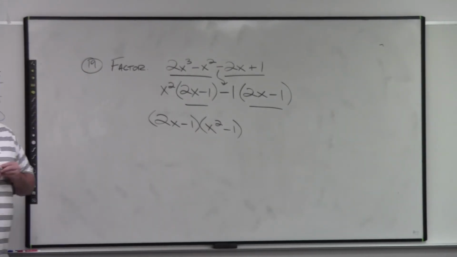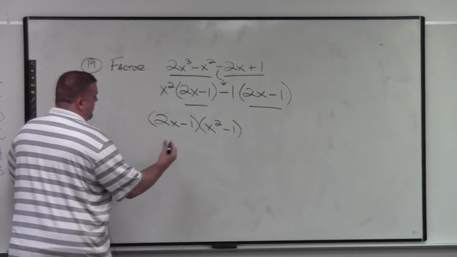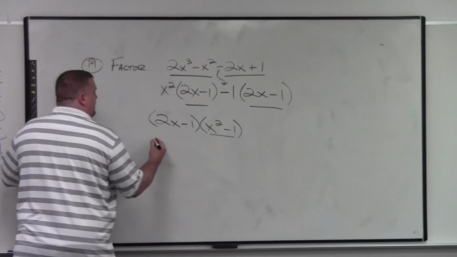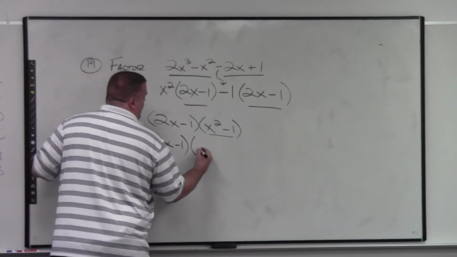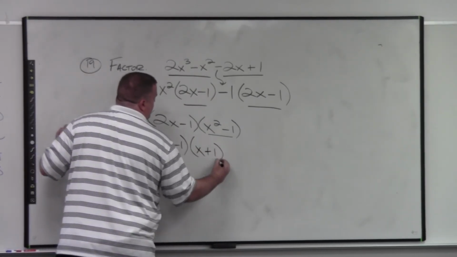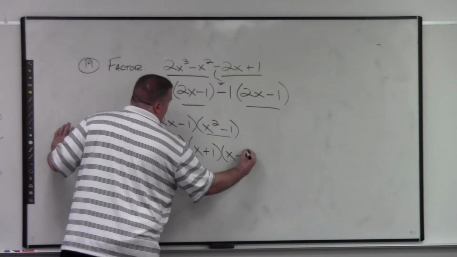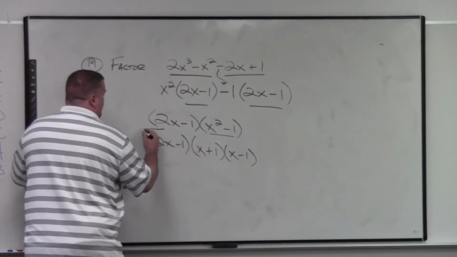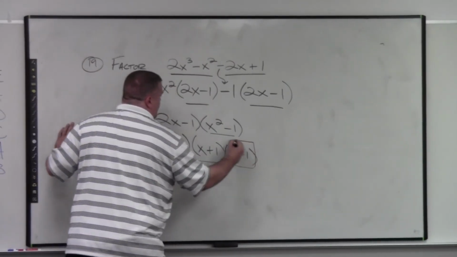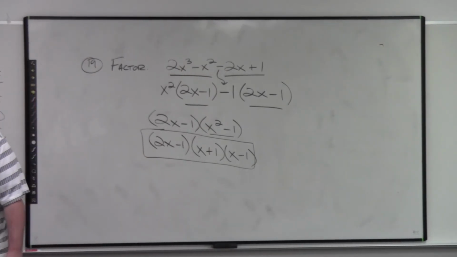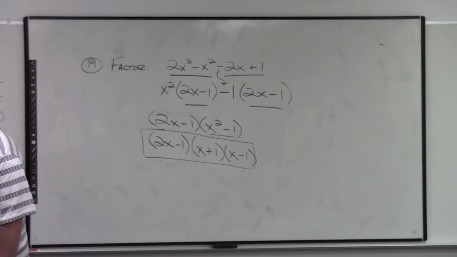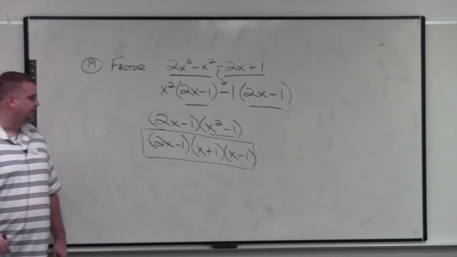Can either of those factor further? Yes. Because x squared minus 1 is still a difference of squares. We can factor that into x plus 1 and x minus 1. So that would be my completely factored answer. It's going to ask for one of the factors, and that one would be answer choice C.